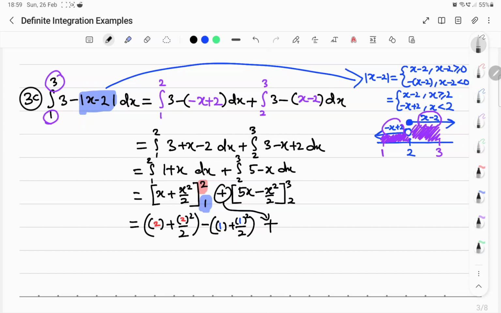And then we do the second process for the second integration down here. Substitute all the x's by empty brackets. So 5 empty bracket minus empty bracket squared over 2. This one is 3, the upper limit for this one is 3. And then minus 5 empty bracket minus empty bracket squared over 2. This one is the lower limit of 2, so let's substitute everything by 2. Then the calculation, I leave you guys with your calculator to get.